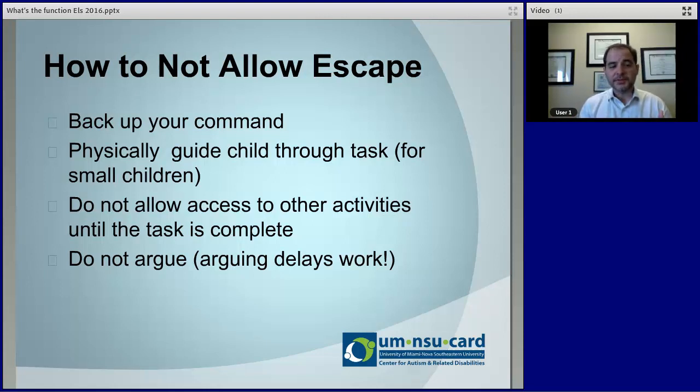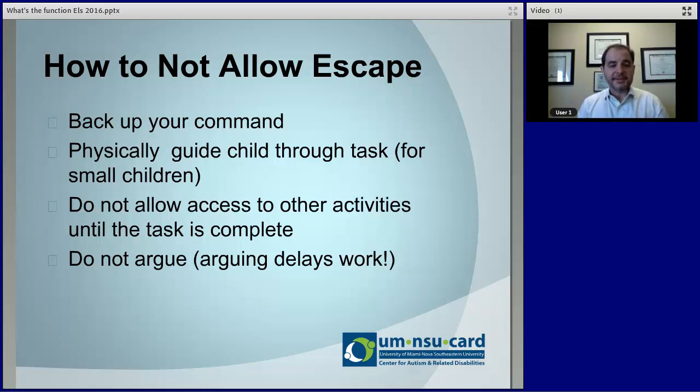But what you do is you try to make sure that there is no access to any other activities until the task is complete. And there you're still not really allowing escape. You may not be physically guiding them through the task, and so it might look like escape, but the task demand is still in place because you can't move on. You can't have access to any other activities. And I feel like that's much more doable. To control access to other activities is something that, if we can't physically guide them through the task, maybe we can do. Maybe we can lock things up and put things away, right?